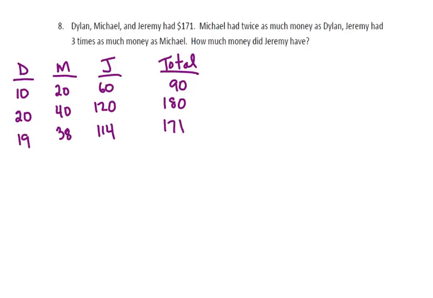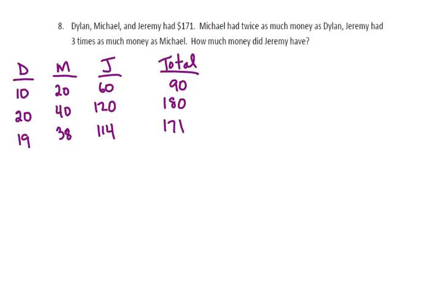Again, you could have started this at $1 and then just keep calculating and adding up from that point until you got to 171, or you could have jumped around in any order that made sense to you, but this is how we could use a table to solve this type of problem.